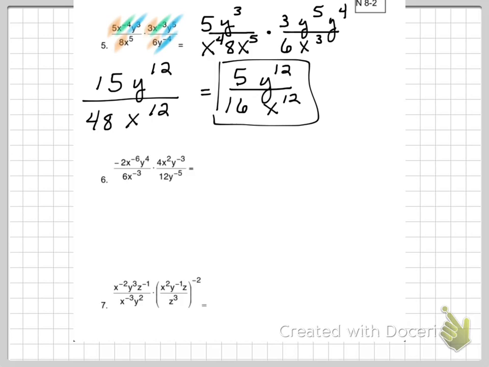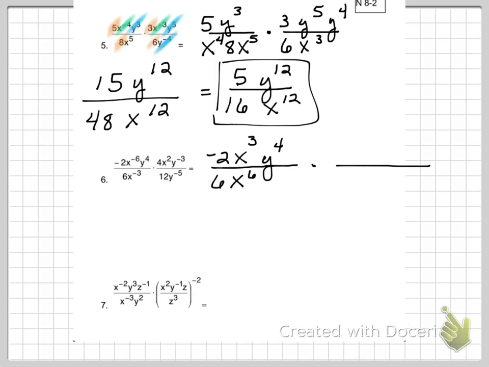Now let's look at number 6. Again, we have 2 fractions, so we're going to draw our fraction lines. I'll make them plenty big so we have room to rewrite. Negative 2, that's a number, stays there. And the 6 stays in the bottom. X to the negative 6 will come into the denominator as x to the positive 6. X to the negative 3 goes to the numerator as x to the positive 3, and y to the 4th stays where it is.